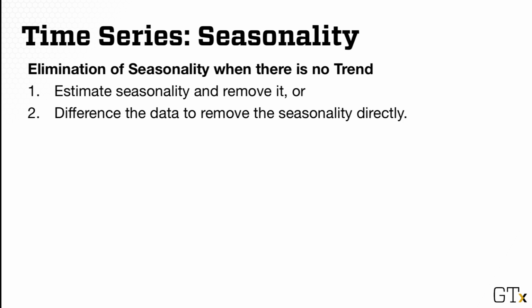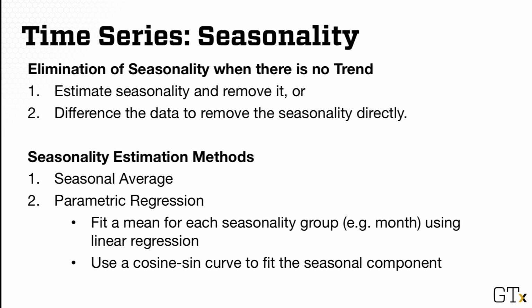In the basic time series model discussed in the previous slide, seasonality is an additive component and can be estimated from the detrended data if there is also a trend component. We can remove the seasonality using two approaches: estimation of the seasonality and remove it, or differencing the data, which directly removes the seasonality. To estimate the seasonality, we can use a seasonal averaging or use parametric regression in two ways. First, we can fit a regression model where each of the seasonal groups, for example, month of the year, is specified as a dummy variable in the model.